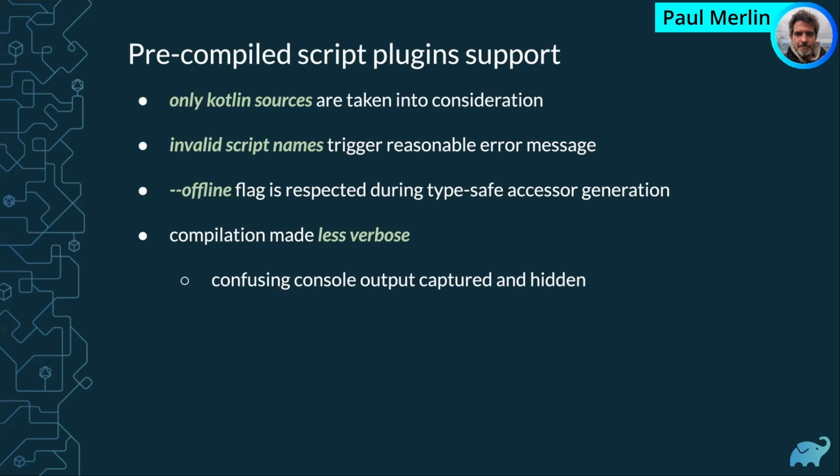We made some progress on how different error messages are reported and made them more actionable, especially on invalid script names and stuff like that. And the process to generate type-safe accessors for these is now complying with the --offline flag, and the output of the synthetic configuration that is required there is now captured and only reported in case of errors, so making the build less verbose and less confusing.